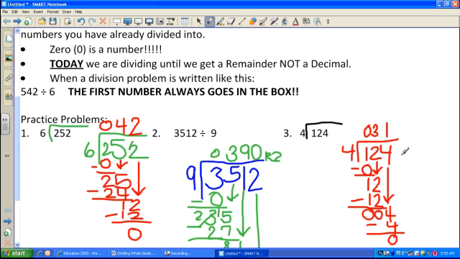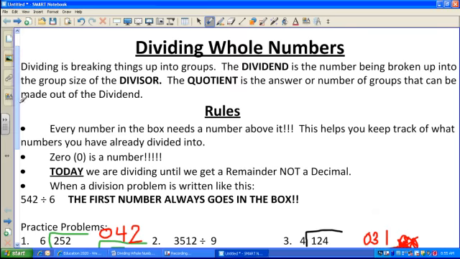Let me check up here. There's no other numbers I need to divide into. I don't have a remainder, and if you don't have a remainder, you do not do this. Don't put a remainder of 0. I don't need that. Only when I have something left over. So my answer for number 3 is 31. I can make 31 whole groups. So I hope this helps you with the rules for dividing whole numbers.